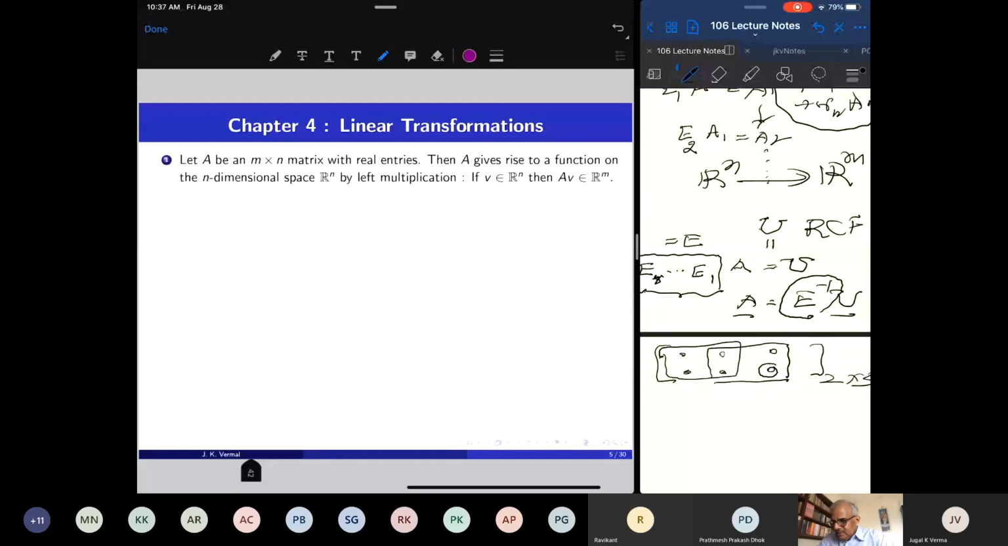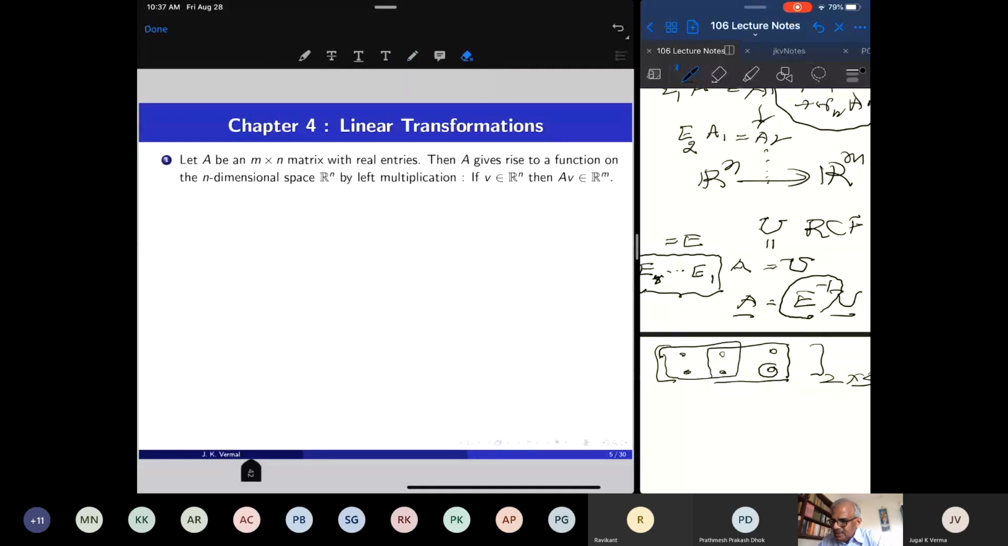So we now start with the fourth chapter. This is the chapter on linear transformation. All right, so let's understand that our principal object is a matrix. We want to understand the matrix, but we understand a matrix by its action on vectors. So that gives rise to the concept of linear transformation.